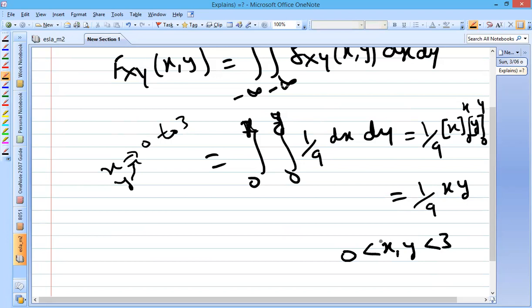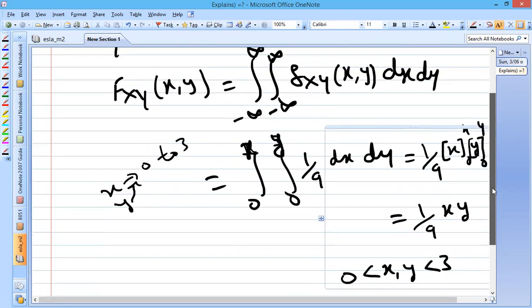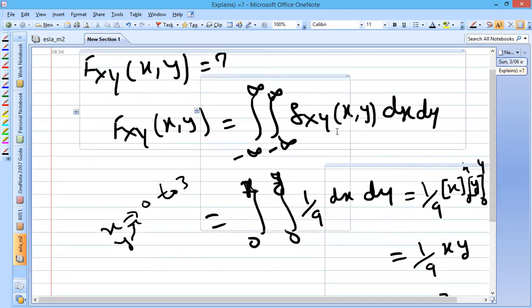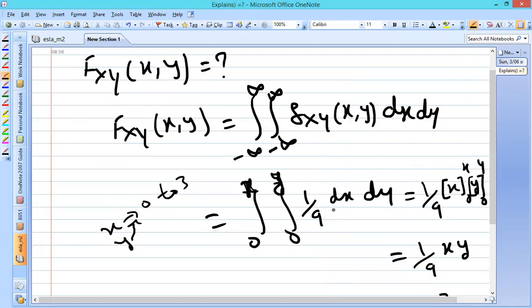I'll just repeat this once again. So here we are asked to calculate the CDF Fxy of x comma y, which can be obtained by taking the integration over the PDF. And here we can write double integration fxy of x comma y dx dy. So the integral range in general can be given as minus infinity up to plus infinity. But here since we are asked to calculate for the values of x and y between 0 to 3, here x and y both can take any value.